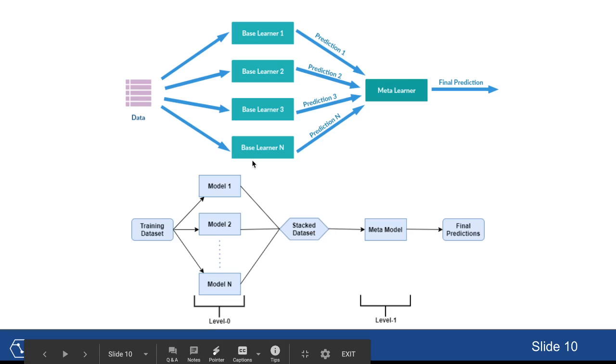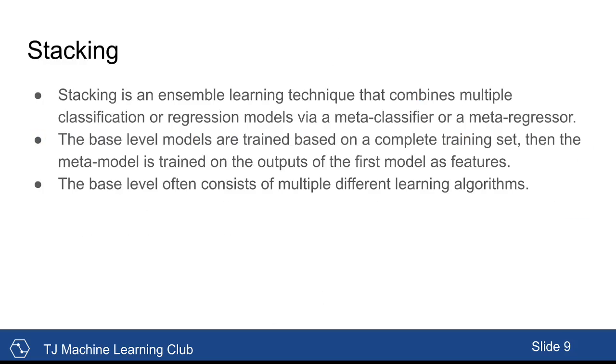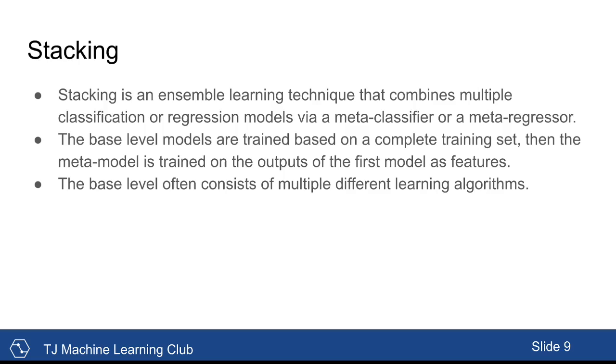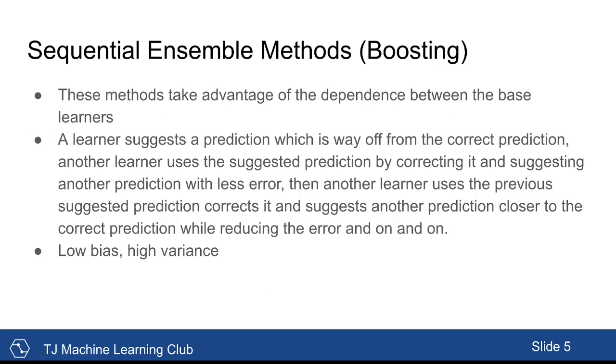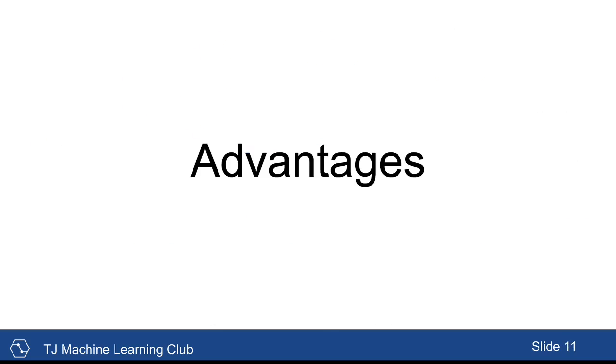So this is almost like a combination of a parallel structure and a sequential structure, where we use the predictions from one model in another model. I like to think of it as a sort of mix, but it's not really a sequential or a parallel method. Just to quickly reiterate, bagging is an example of a parallel method, stacking is a different category, and boosting is a sequential method. Okay, so now we're going to move on to the overall advantages of using ensemble learning.